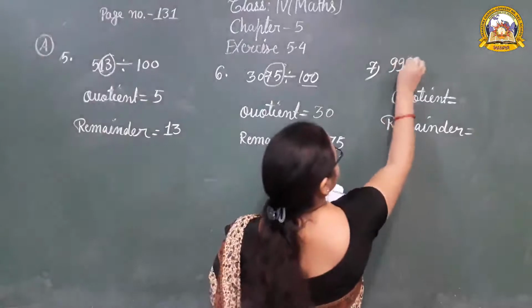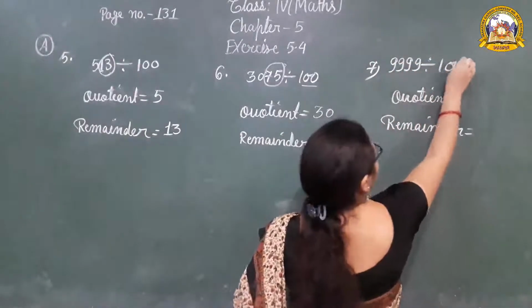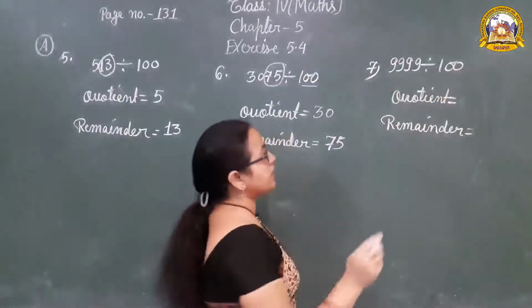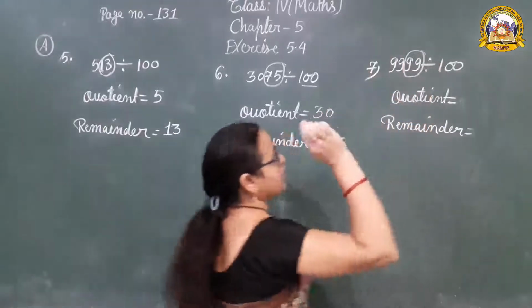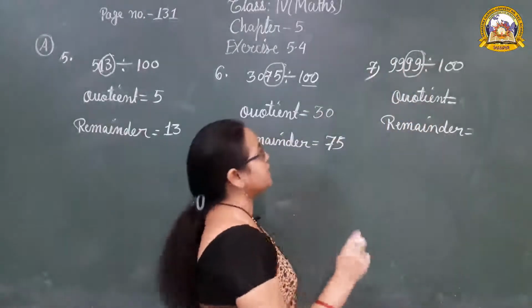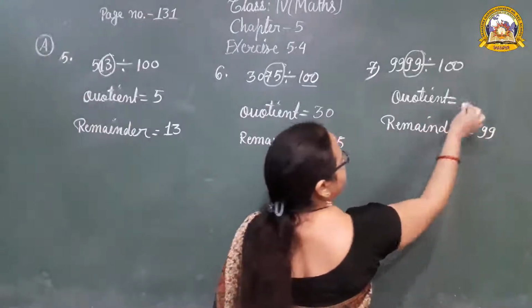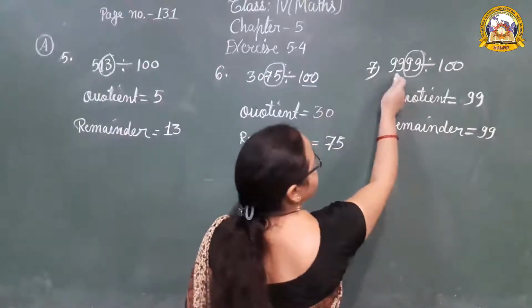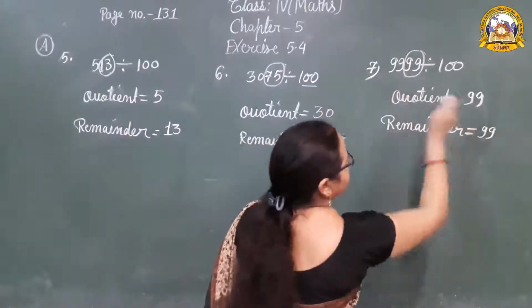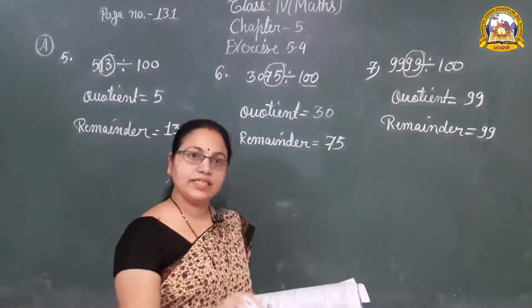4 times 9 divided by 100. 2 zeros in 100, that is why we take 2 digits from the ones and tens place. So 99 is the remainder, and the remaining digits on this side, 99, are the quotient. Okay. Question number 8, homework question.